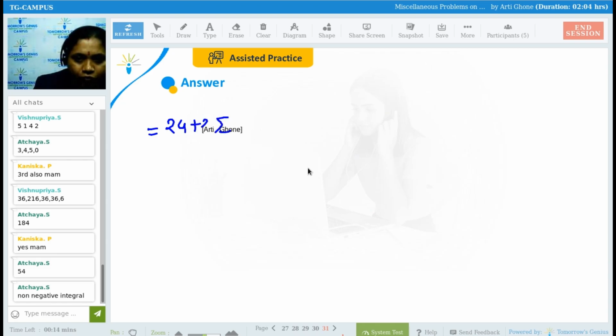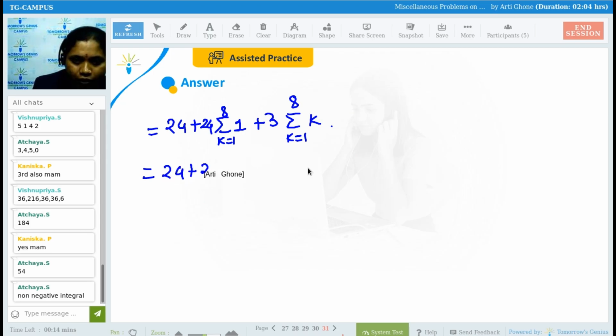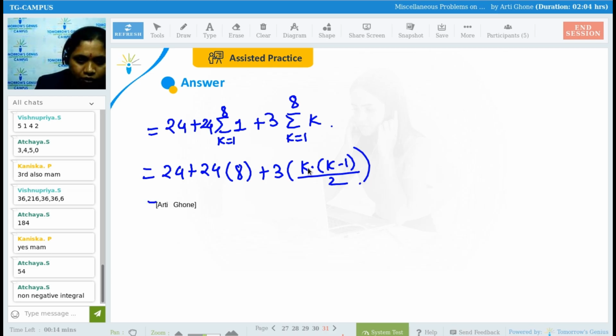Twenty-four plus the summation of 24 outside, k running from 1 to 8 of 1, plus 3 outside the summation of k running from 1 to 8 of k. So it is 24 plus 24 into 8 plus 3 times n into n plus 1 by 2. Okay, so it is equal to 24 plus 24 into 8 plus 3 into 8 into 7 by 2. So what is the answer?